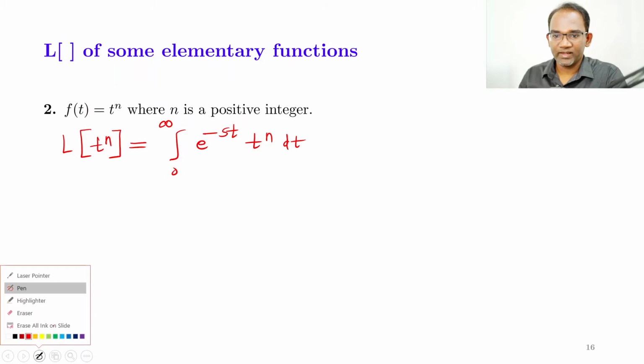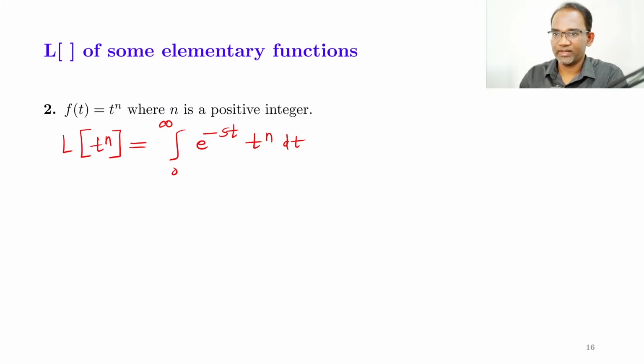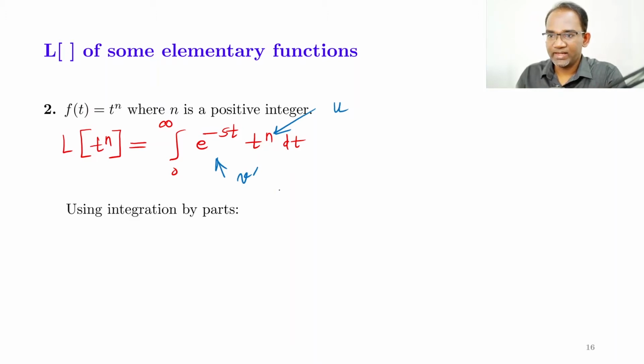We'll perform integration by parts. For that, let us take this as u and this as v, or rather v prime, that is the first derivative of v. When we do the integration by parts, the integral of u v prime dx is equal to u times v minus the integral of u prime v dx.